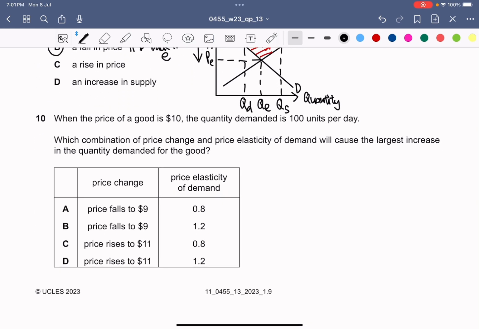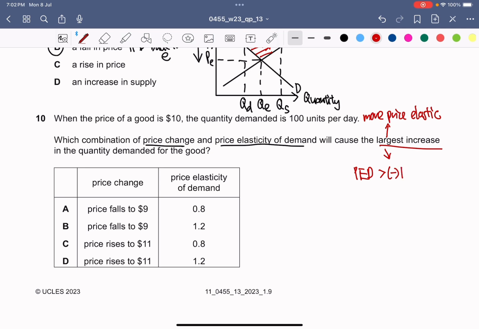Question 10. When the price of good is $10, the quantity demanded is 100 units per day. Which combination of price change and price elasticity of demand will cause the largest increase in the quantity demanded for the good? Largest increase. So when we say largest increase, it means that it is more price elastic. And what is the value of price elastic? The PED is bigger than 1 or -1. So I'll put like that.